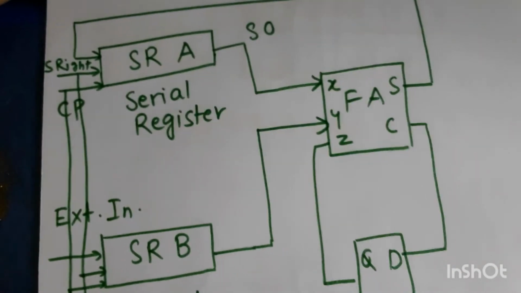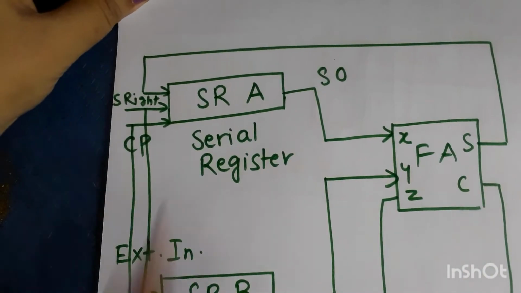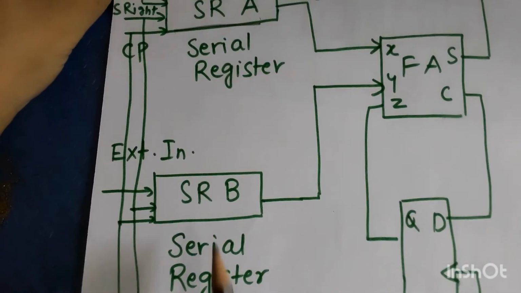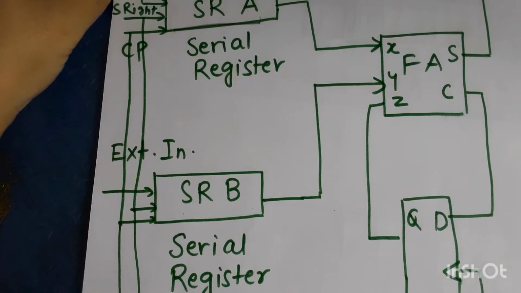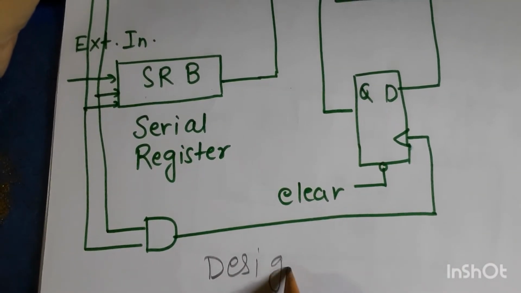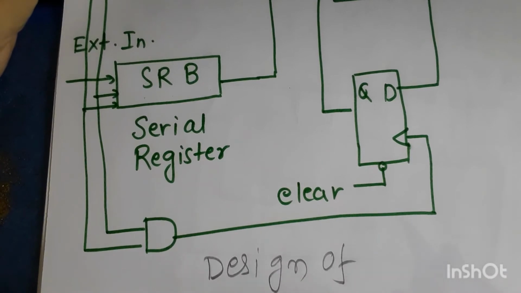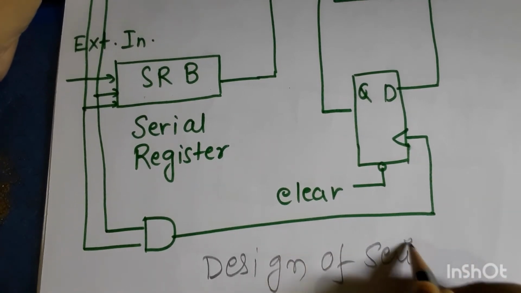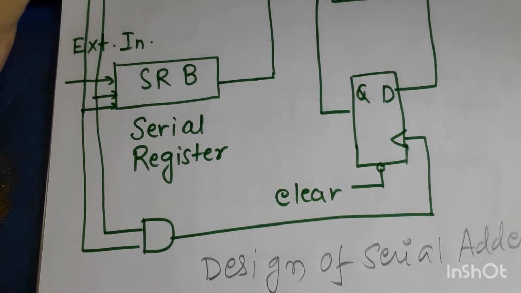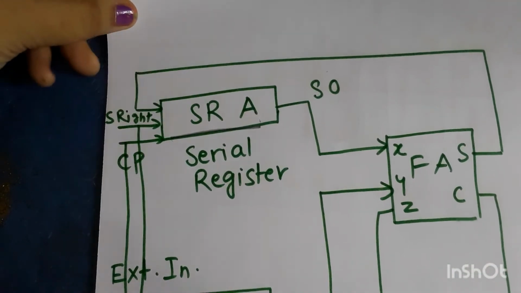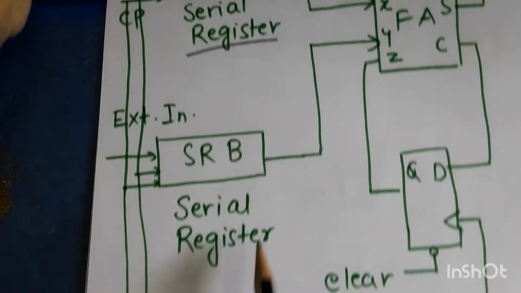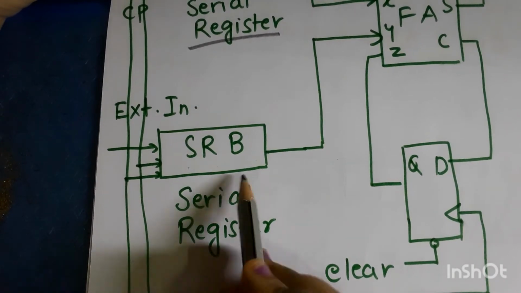Now I will show you the actual diagram. Here we spoke about the serial register for the A value, and here I have the serial register for the B value. This is the actual design of the serial adder by method 1. The serial register is there for A, and the serial register is there for B.